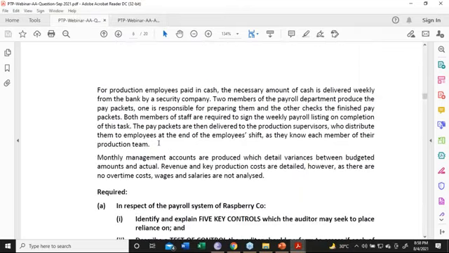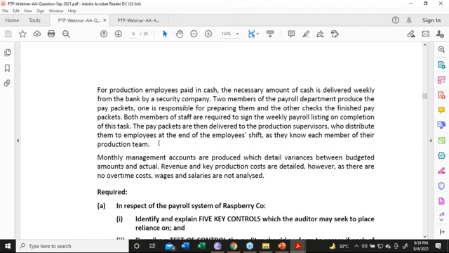Okay, for production employees paid in cash, the necessary amount of cash is delivered weekly from the bank by a security company. Is this a key control or a poor control? The involvement of security company, is it a good control or bad control? Yes, you are all right. The involvement of the security company is a key control because there are too many employees involved. So the amount involved would definitely be a significant one, and the security company will ensure that there is no chance of misappropriation or theft. What's the test of control? You can inquire of the payroll department how the cash is delivered to you.